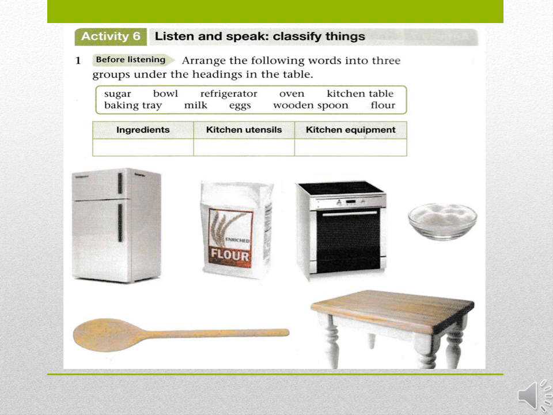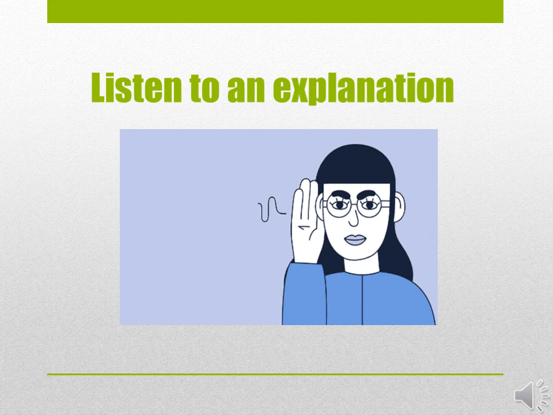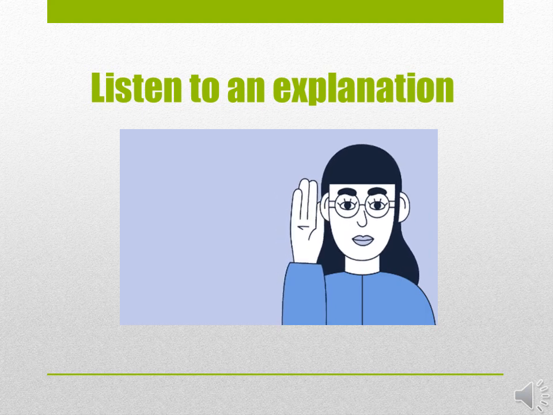After you have redrawn the table in your book, you will arrange the following words into 3 groups under the headings in the table. You have got the words sugar, bowl, refrigerator, oven, kitchen table, baking tray, milk, eggs, wooden spoon, and flour. So now you need to take each word and fill it under the correct heading. You will now listen to an explanation that I will read to you.